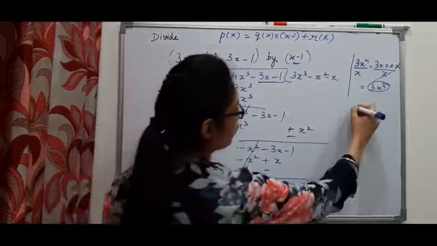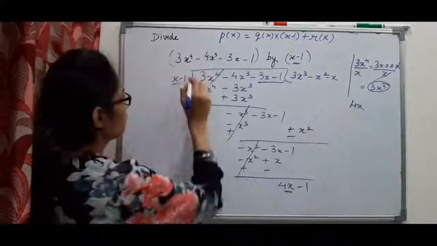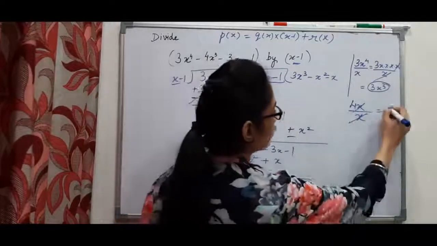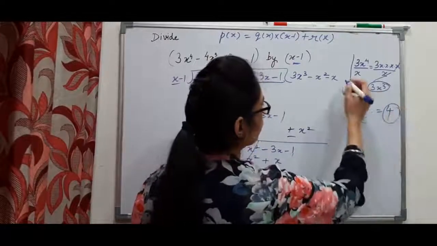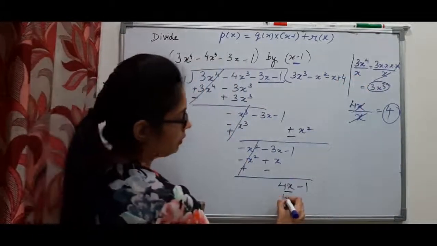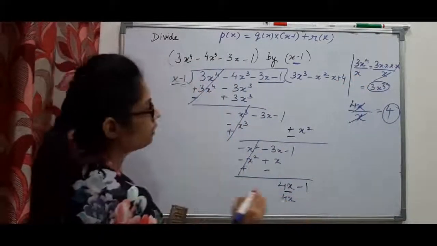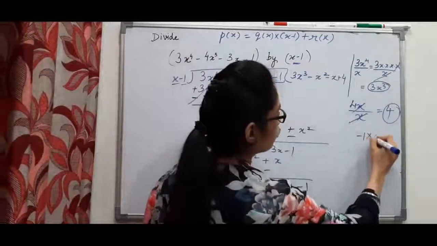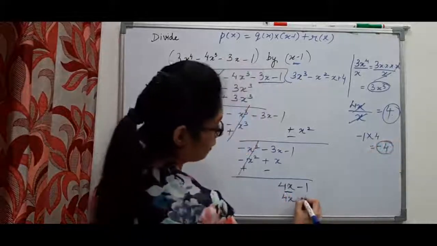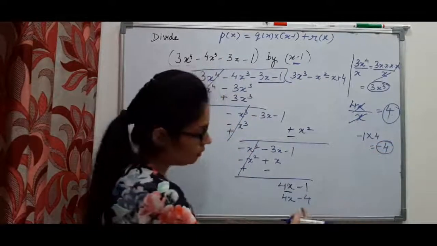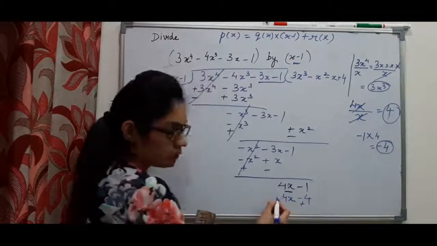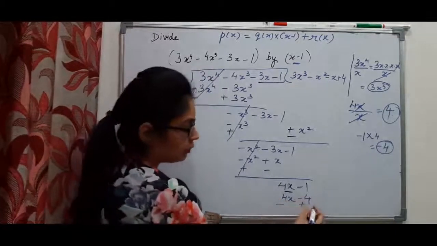This number I have to take, and this I have to divide. x and x will get cancelled, so I am left with 4. This I have to write here, plus 4. Here the same term, this one, minus 1 I have to multiply with this, I will get minus 4. Minus 4 I will write here, because this is also constant, this is also constant. I will change the signs, minus and plus.